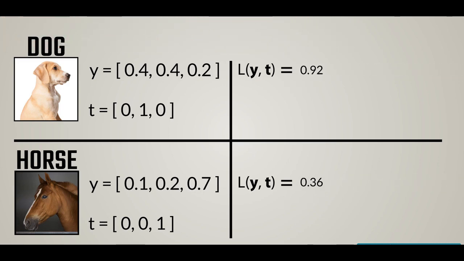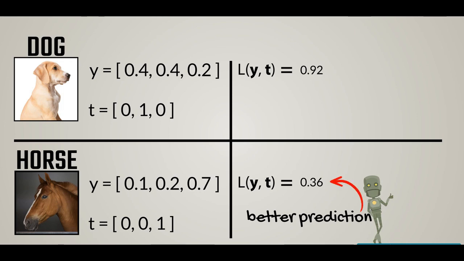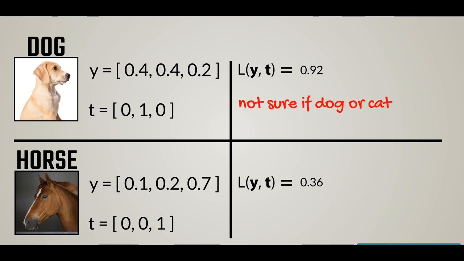So, what's the meaning of these two cross-entropies? They show the second loss is lower, therefore, its prediction is superior. This is what we expected. For the first image, the model was not sure if the photo was of a dog or a cat. There was an equal 40% probability for both options. We can oppose this to the second photo, where the model was 70% sure it was a horse. Thus, the cross-entropy was lower.